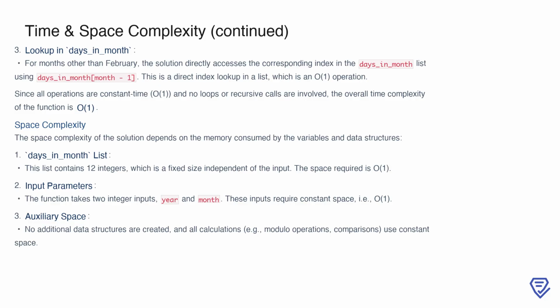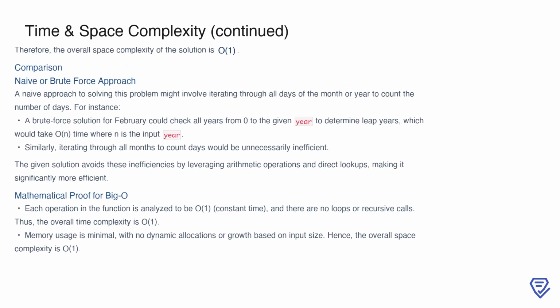Now, turning to space complexity, the days_in_month list requires memory for 12 integers. As this list is of fixed size, its space usage is constant, or O(1). The input parameters, year and month, are just two integers and also require constant space, which means their contribution is O(1). No additional data structures are created, and all intermediate calculations, such as modulo operations or comparisons, use constant space. Therefore, the space complexity of the solution is O(1). This efficient use of memory establishes that the overall space complexity of the solution is O(1).